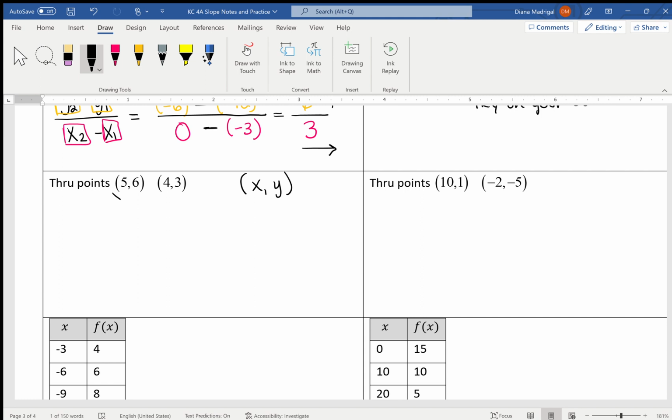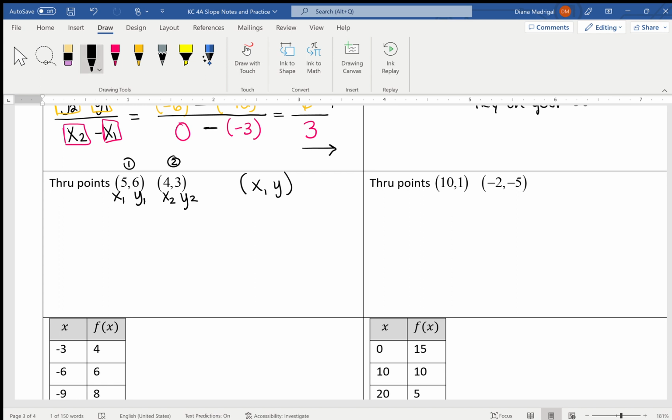Once again, I told you that this has an x and this is our y. For this coordinate point, the x value is 5, the y is 6. For this other point, x is 4 and y is 3. All I have to do now is label them, which one is 1 and which one is 2. Well, this is the first point they gave me, so it's going to be 1 and 1. This is x1 and y1. This is the second point, so this is going to be x2 and y2.